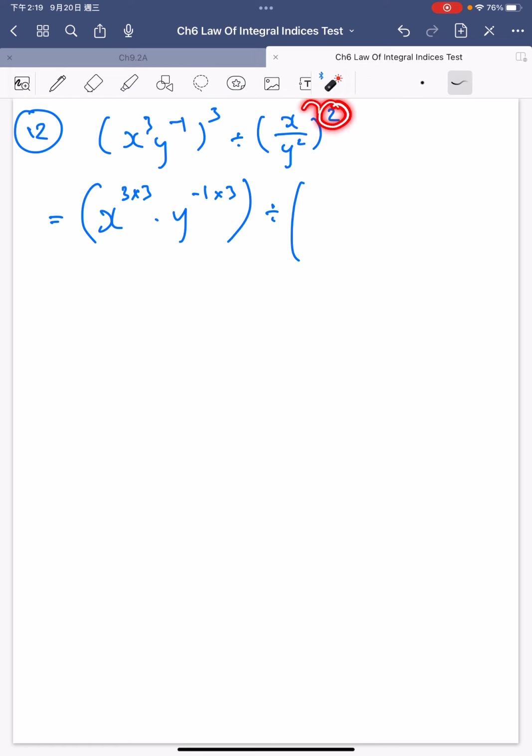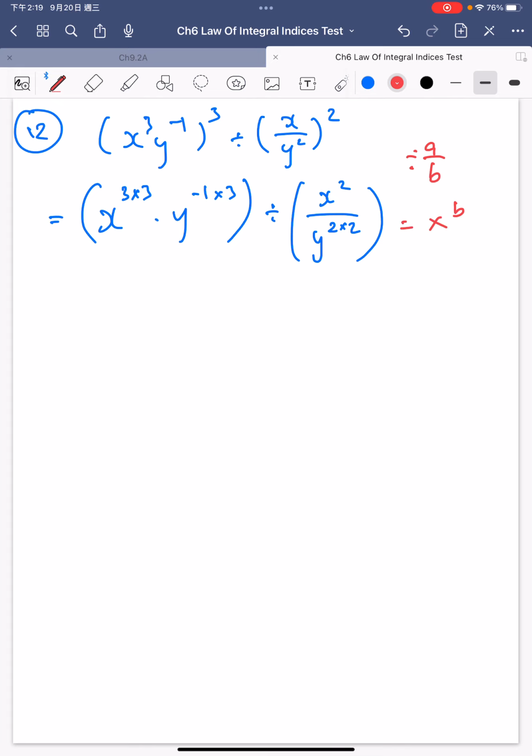The 2 can be distributed into both the numerator and denominator to get x squared divided by y to the power of 2 times 2. So again, if you divide a over b, which is basically just times b over a, the divide can be changed to times, and we invert the fraction. So this is equal to x to the power of 9, y to the power of negative 3, times y to the power of 4 divided by x squared.